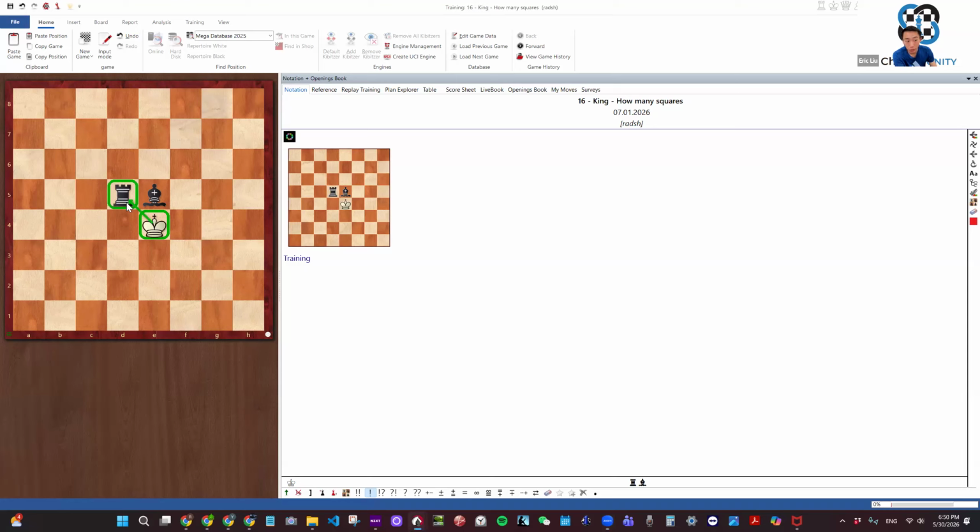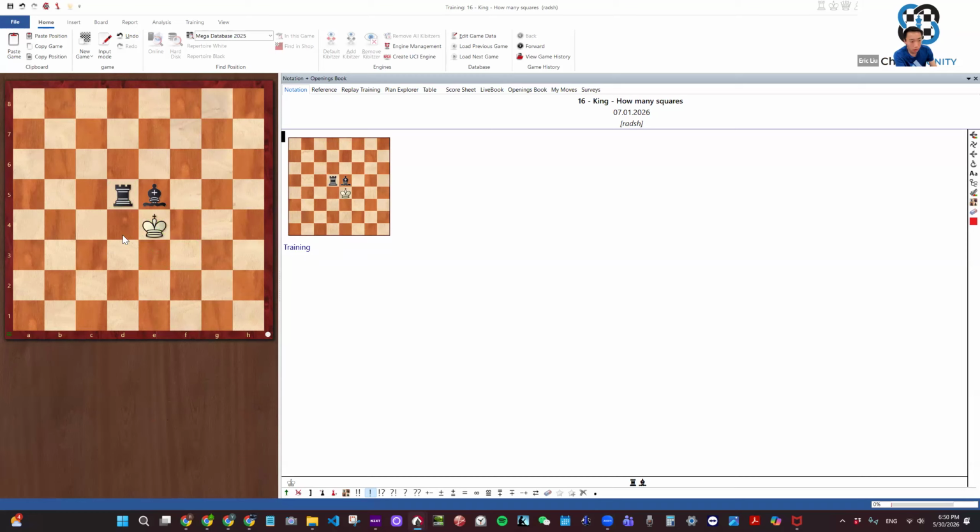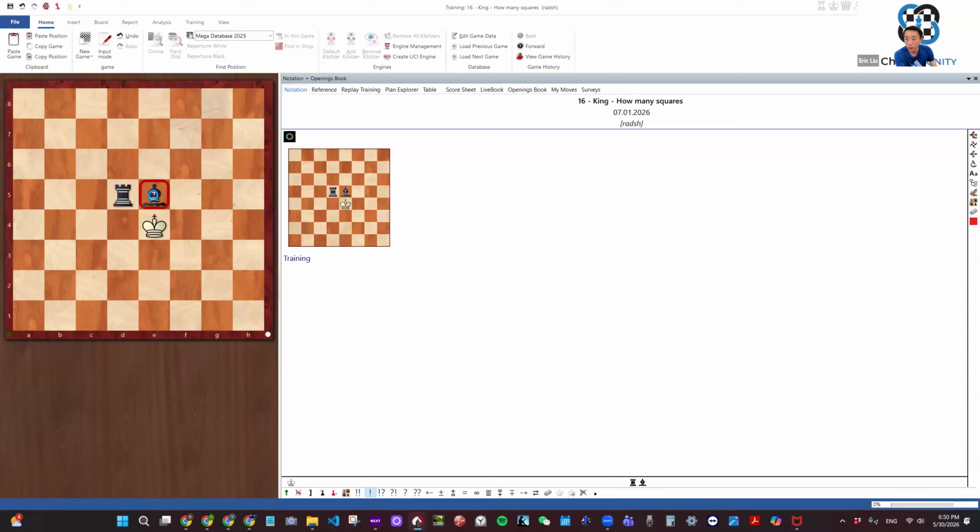The king can capture the rook, can move back to e3, can move to f3, and can move to f5. Now let's look at what squares the opponent's pieces are controlling. This rook is controlling this square. It's controlling these 2 squares as well. This bishop is controlling this square and this square.